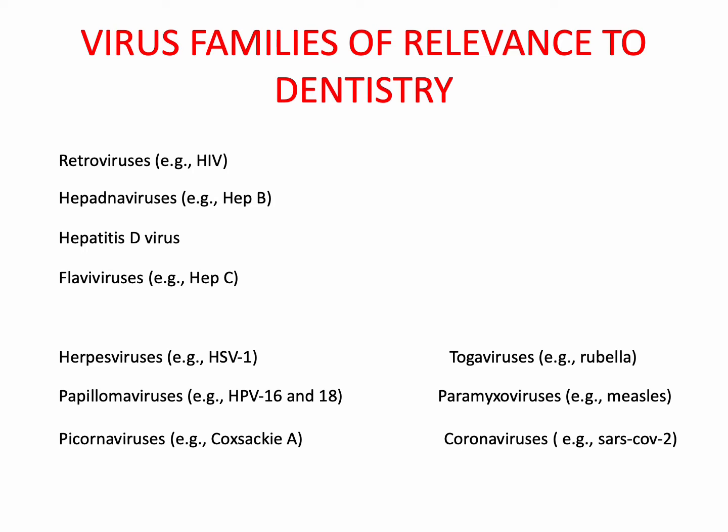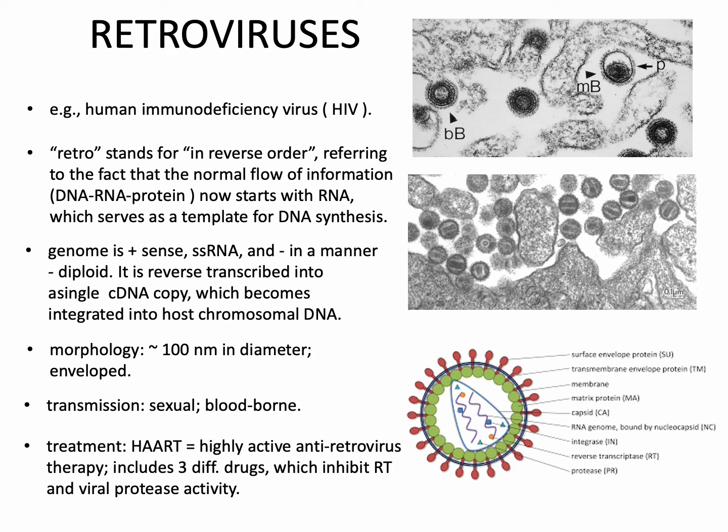That said, the occupational risk of contracting one of the blood-borne viruses in the clinic is actually pretty low, provided that standard precautionary measures are observed. All right, let's consider these viruses in the order given. So beginning with the retroviruses, there are a few examples here. I'll tell you what they are. You don't have to know that.